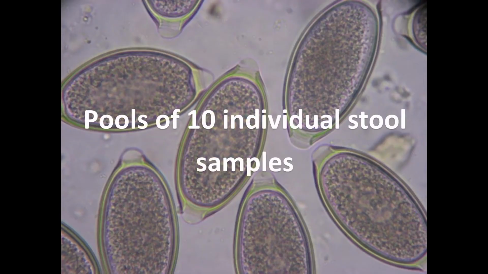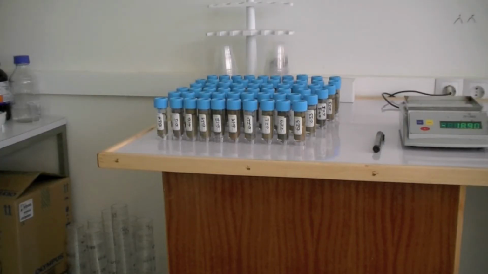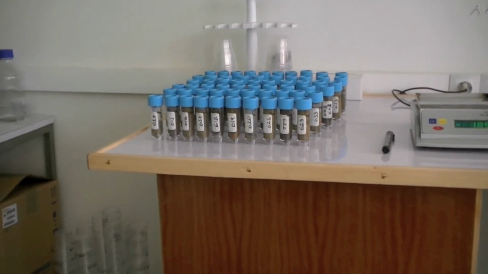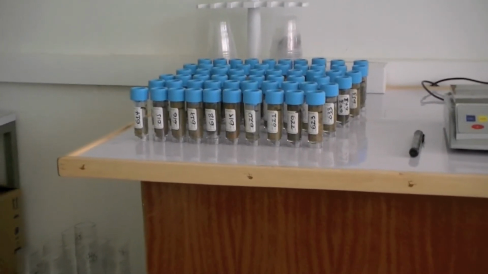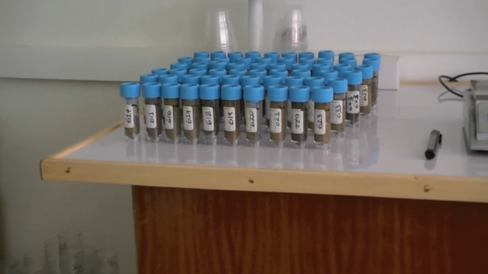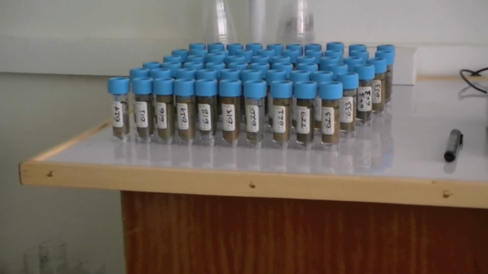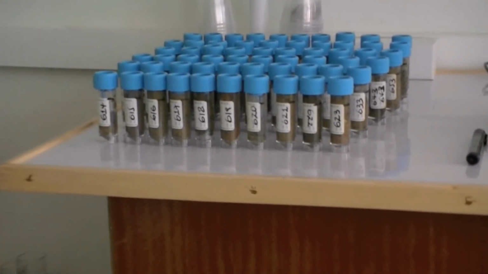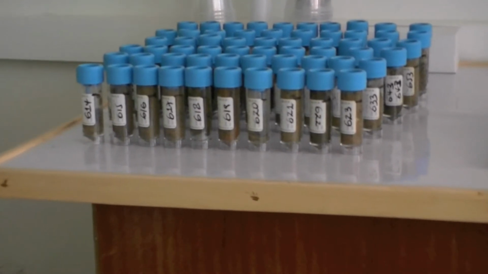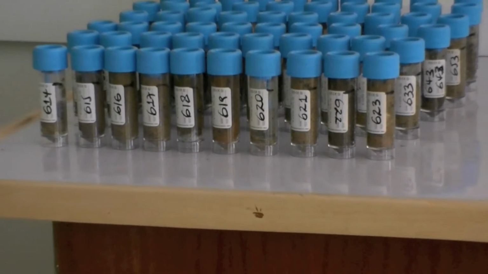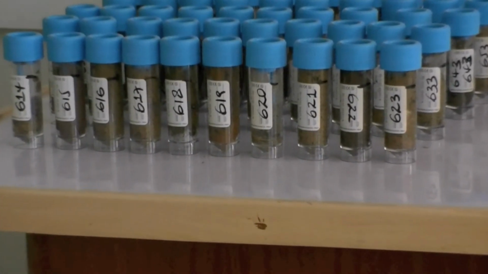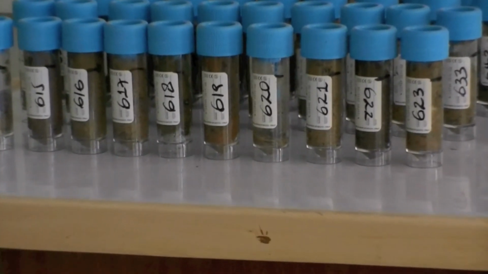Pools of 10 individual stool samples. Organize 60 individual stool samples into 6 rows of 10 stool samples. This can be done either randomly or by stratifying the stool samples in rows. For example, all stool samples provided by subjects within the same age range are organized in one row. In this example, the samples have been organized randomly.